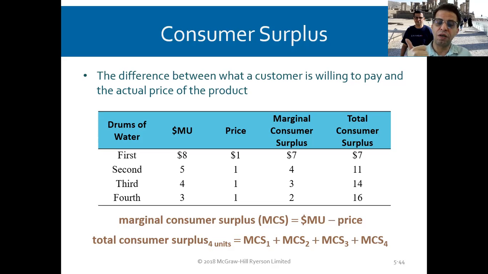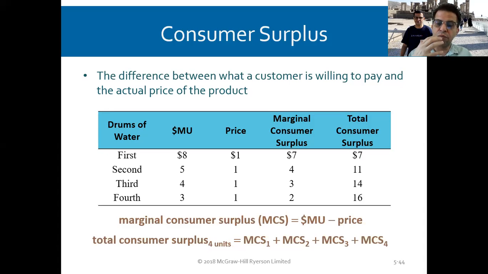Now, for the first unit, you're willing to pay $8, you're buying it at $1, and the marginal utility is $8. Your marginal consumer surplus is $7, because it's worth $8 to you, but you're buying it at $1. You're getting a value of $8 for $1. So the marginal consumer surplus is $7.